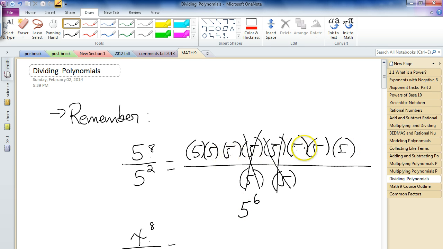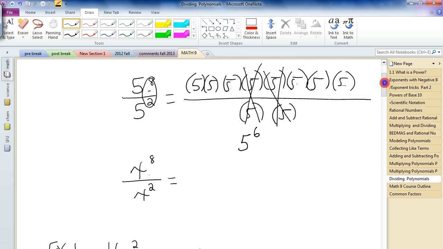You can do it that way, or you can just realize the exponent trick. When you have exponents with the same base, you subtract the exponents. So 5 to the power 8 minus 2 is 6. Either way you do it, 5 to the 6 is the answer.